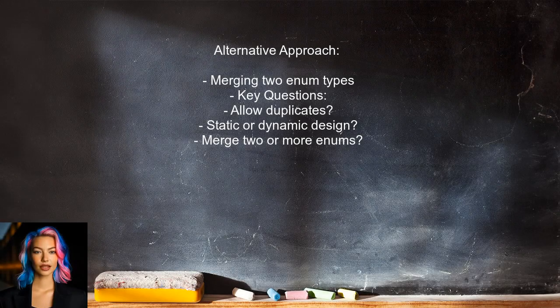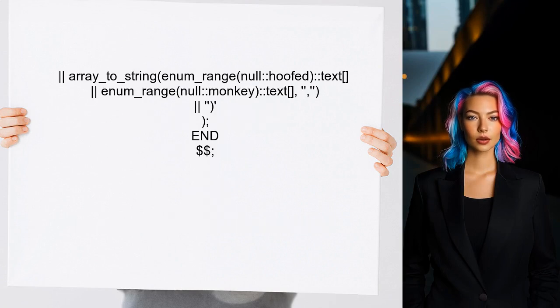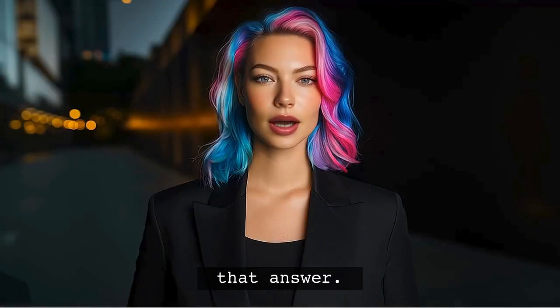This user suggests that you are trying to merge two enum types in Postgres. They raise several important questions about your design, such as whether duplicates are allowed, if the design is static or dynamic, and how many enum types you want to merge. Assuming no duplicates and a static design, they propose using the built-in enum support function called enum range. This function retrieves an array of all elements from a given enum type, allowing you to create a new enum type that combines the two. That's all on that answer. Let's take a look at another one.